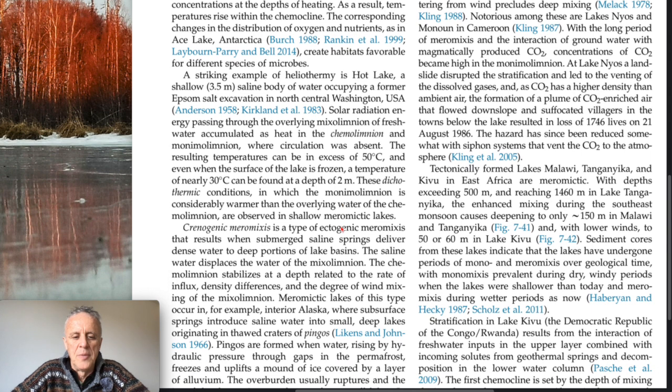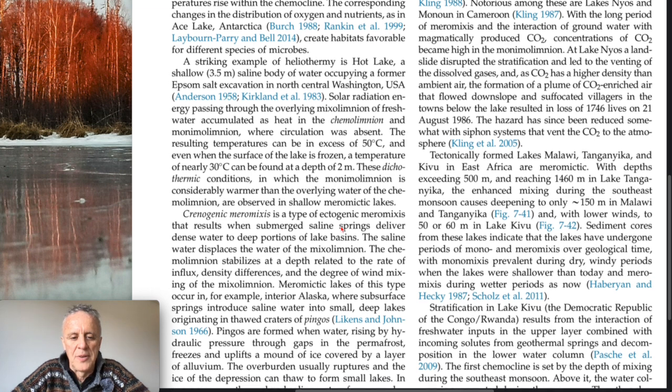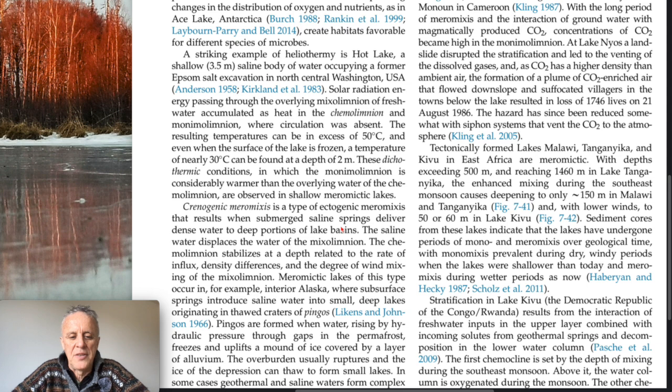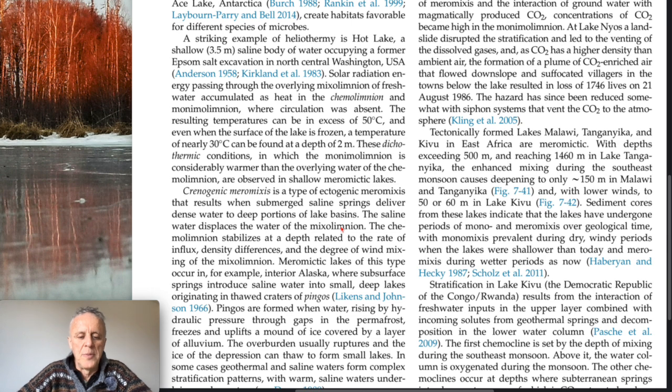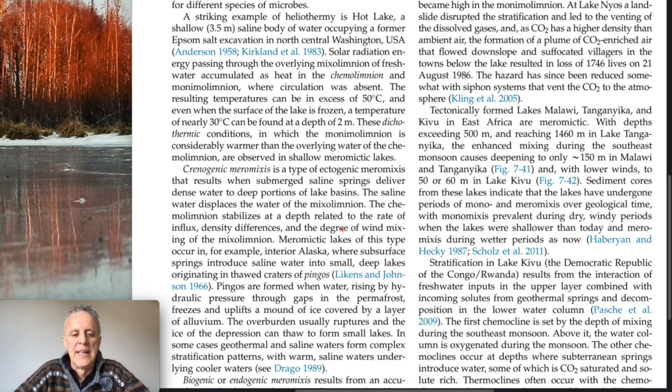Solar radiation energy passing through the overlying mixolimnion of fresh water accumulated as heat in the chemolimnion and monimolimnion, where circulation was absent. The resulting temperature can be in excess of 50 degrees centigrade, and even when the surface of the lake is frozen, a temperature of nearly 30 degrees centigrade can be found at a depth of 2 meters. These dichothermic conditions, in which the monimolimnion is considerably warmer than the overlying water of the chemolimnion, are observed in shallow meromictic lakes.